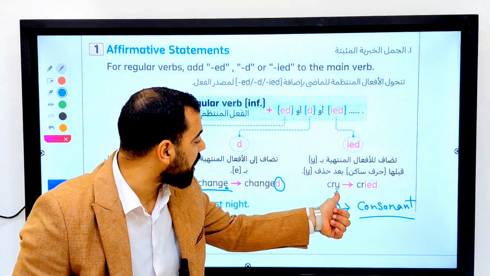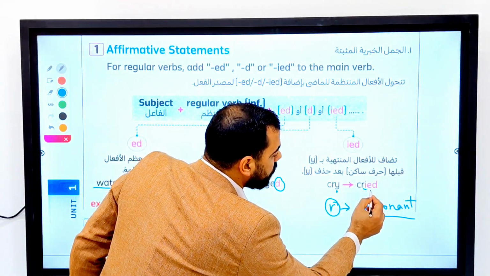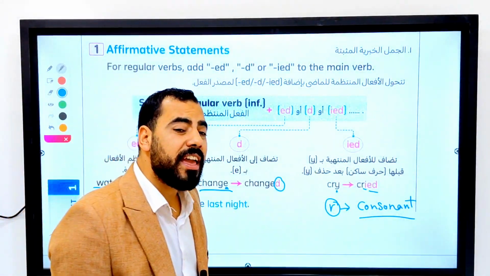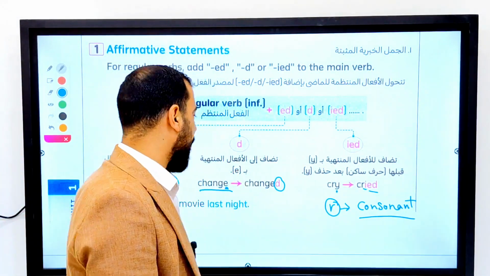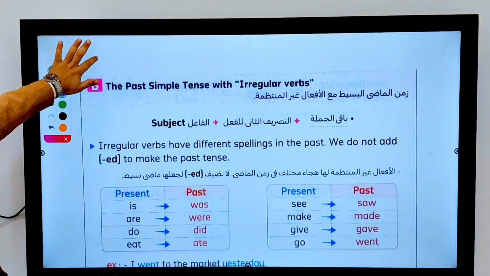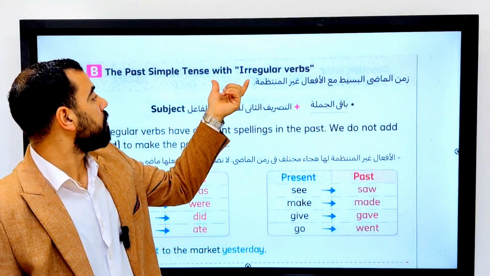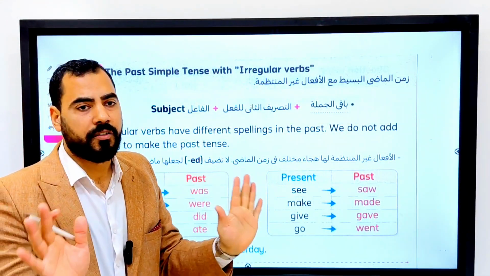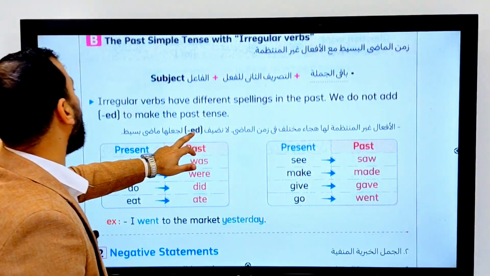Okay, so we had to change y into i and add ed to become cry in the present, cried in the past. Okay, yes, so let's move to the next page. The past simple tense with irregular verbs. Okay, what is the meaning of irregular verb?